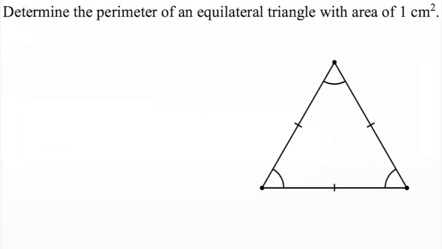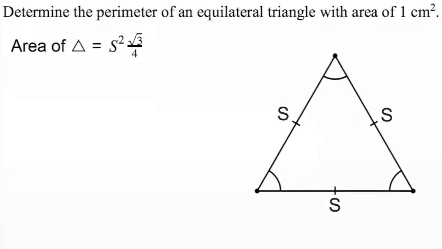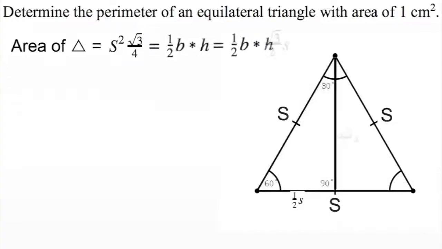Okay, so we want to determine the perimeter of an equilateral triangle with an area of 1 centimeter. You know that the area of an equilateral triangle with side s would be s squared root 3 over 4, because an equilateral triangle has 3 equal sides and 3 equal angles, and if you draw an altitude to one of the bases, you get a 30-60-90 triangle, which means the height is equal to root 3 over 2 times the base s, and as such you can get that the area is s squared times root 3 over 4.